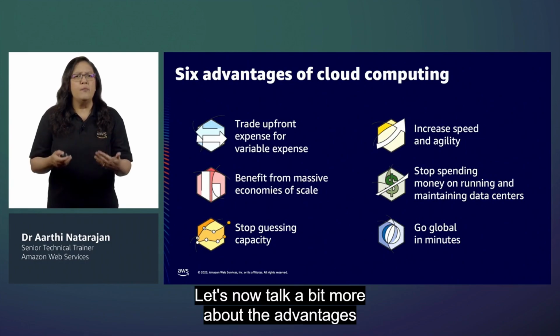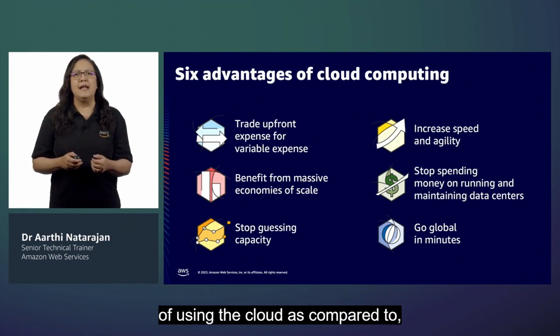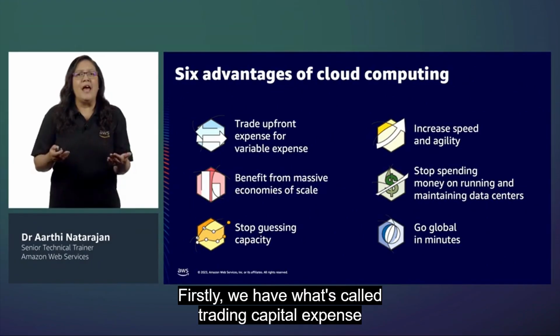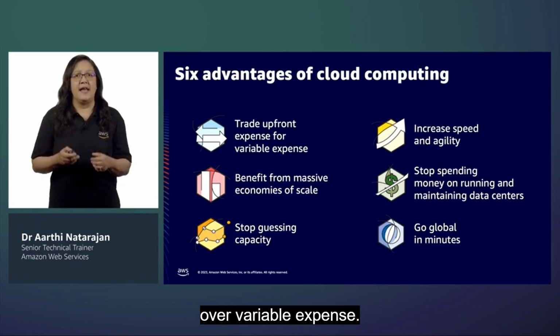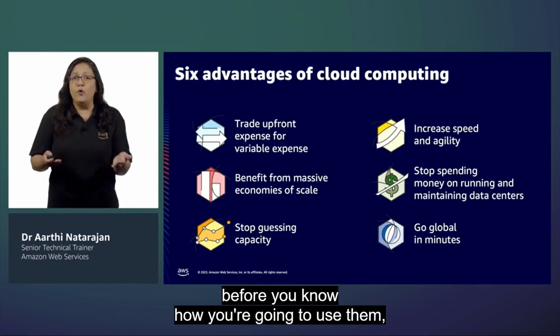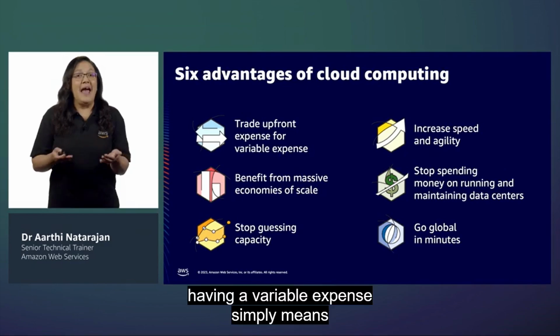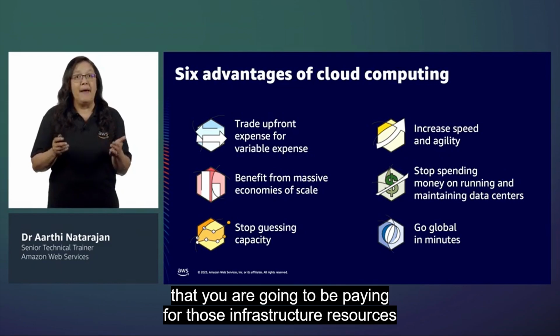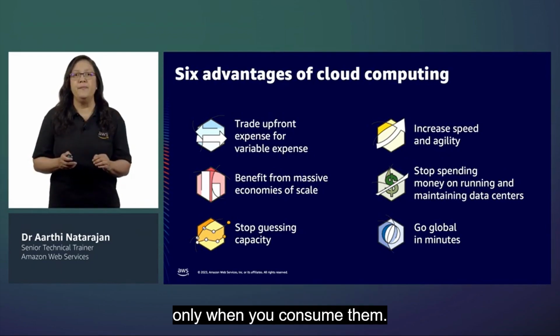Let's now talk a bit more about the advantages of using the cloud as compared to, for example, your own on-premise environment. Firstly, we have what's called trading capital expense for variable expense. Instead of investing heavily in data centers and servers before you know how you're going to use them, having a variable expense simply means that you are going to be paying for those infrastructure resources only when you consume them.